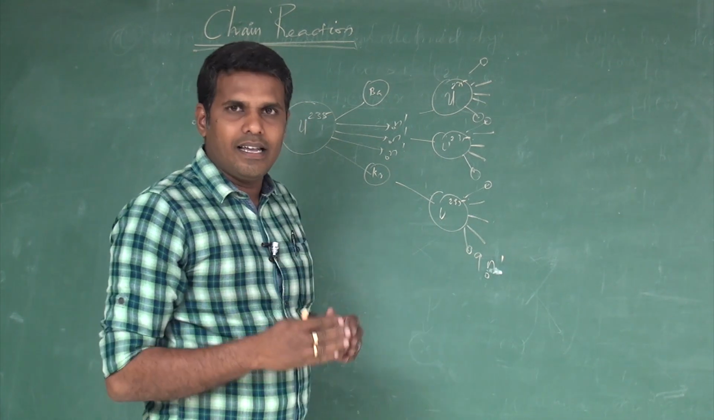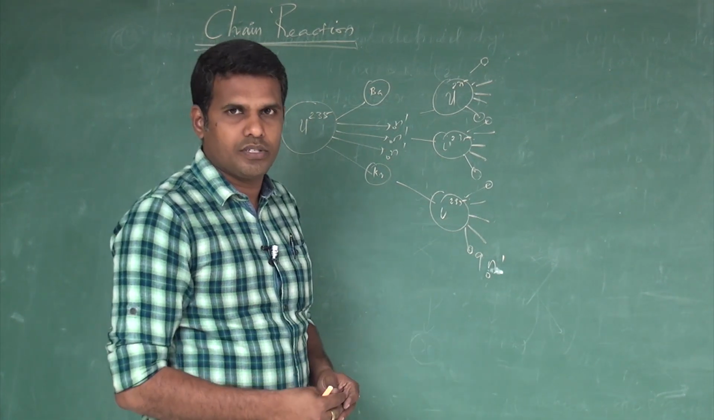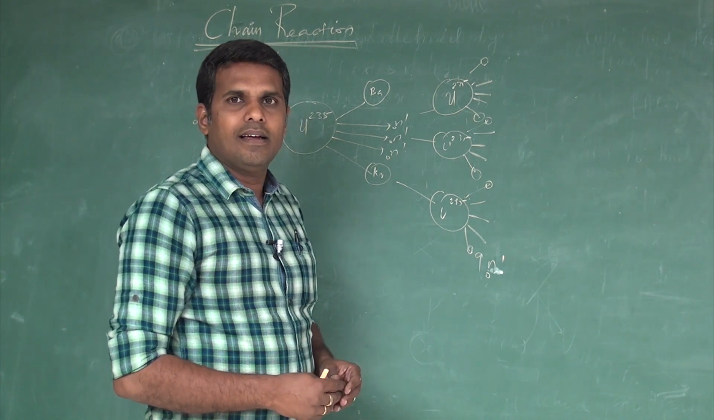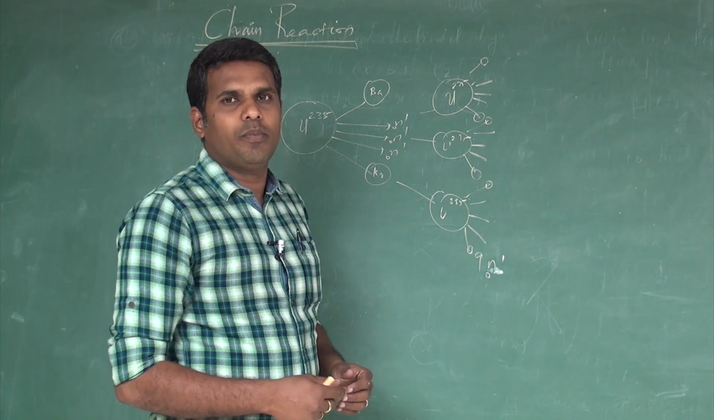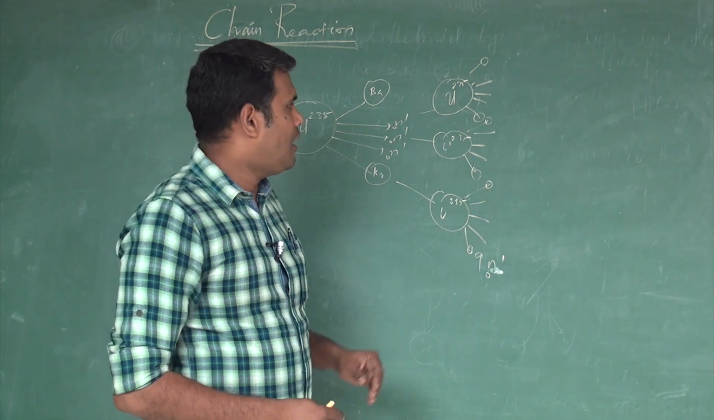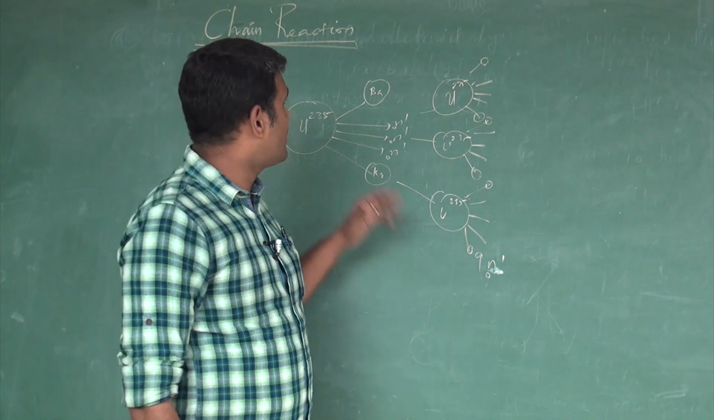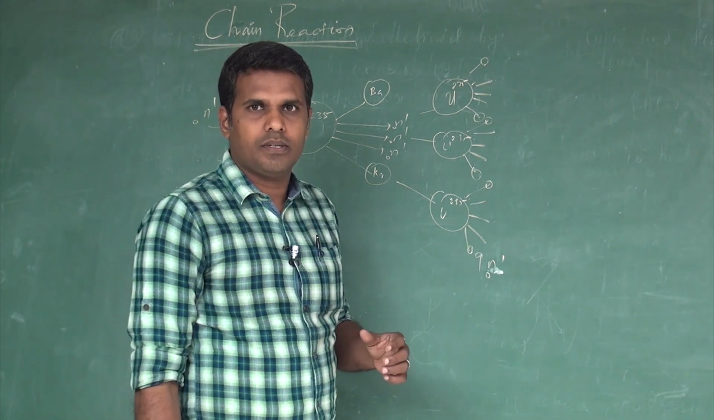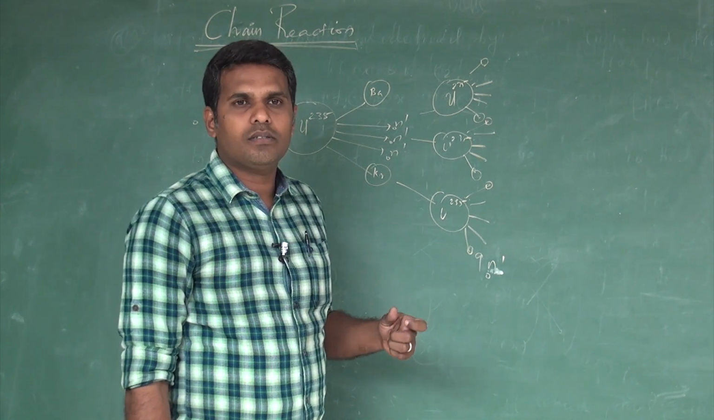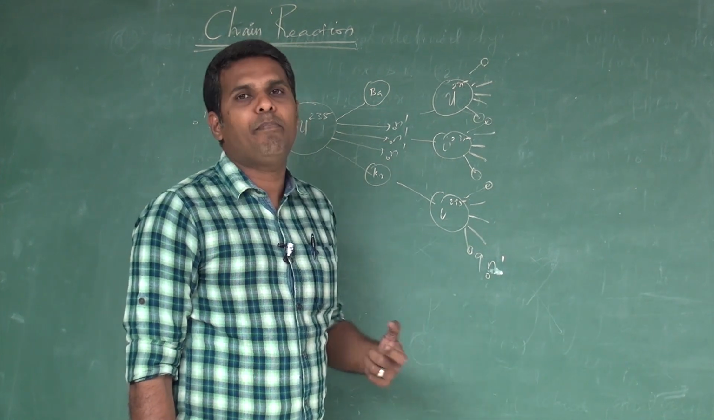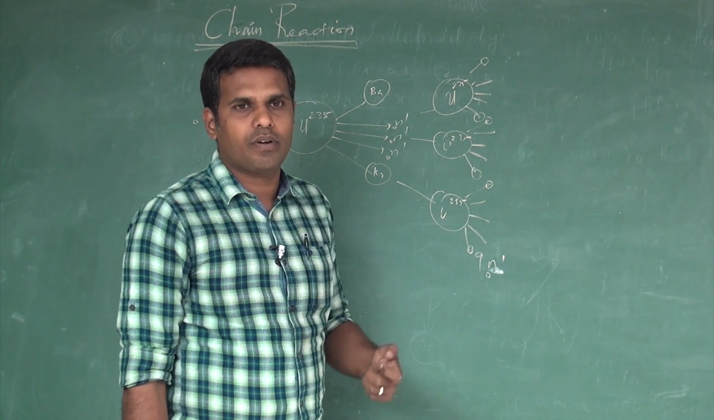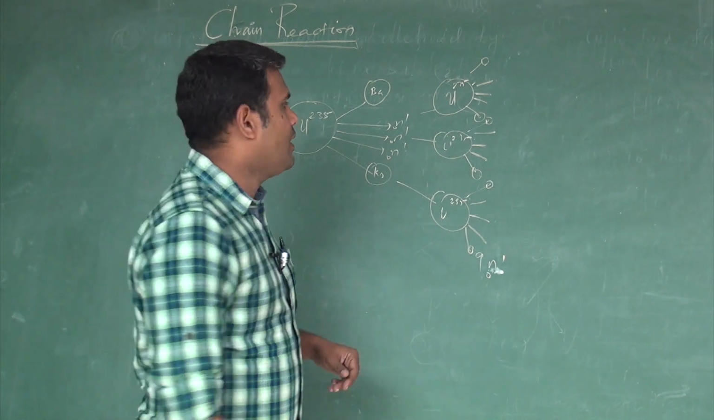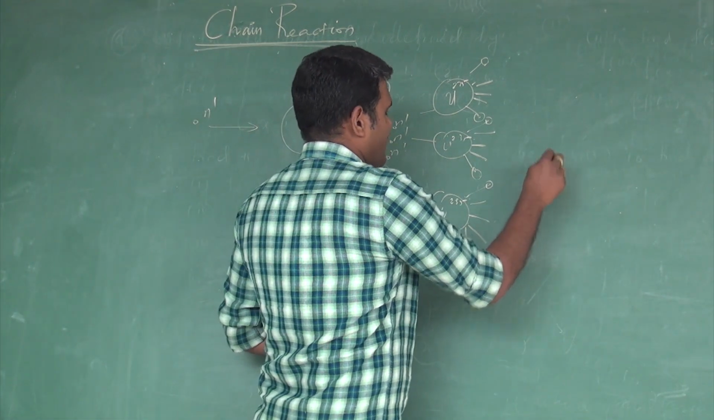A chain reaction is a self-propagating process in which the number of neutrons goes on multiplying rapidly, almost in a geometric progression. So I would like to define once again what is a chain reaction. A chain reaction is a self-propagating process in which the number of neutrons goes on multiplying rapidly, almost in a geometric progression. What is the geometric progression for a 3 neutron fission here? I can write it as 3 power n.